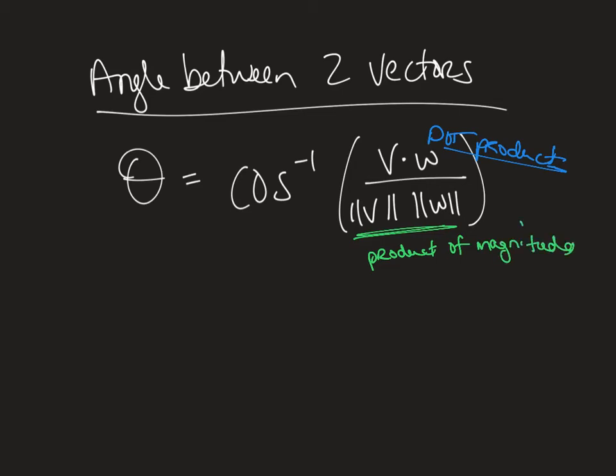Now, a couple of things. If that theta is 0 or 180 degrees, that means your two vectors are parallel. If that angle is 90 degrees or pi over 2 or, you know, whatever you want to deal with, that means they're orthogonal.